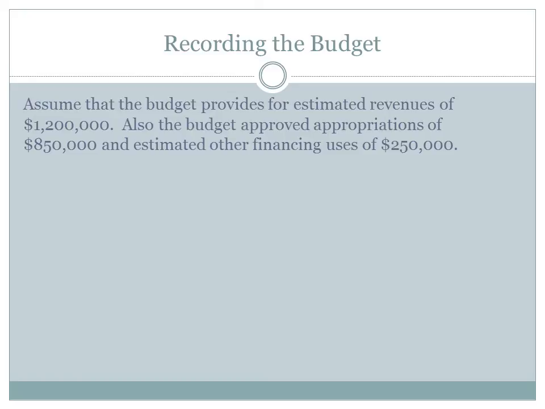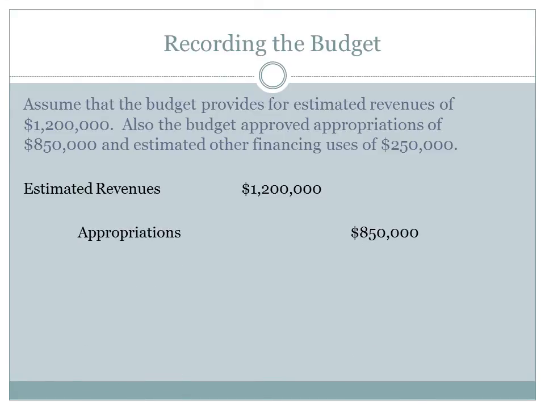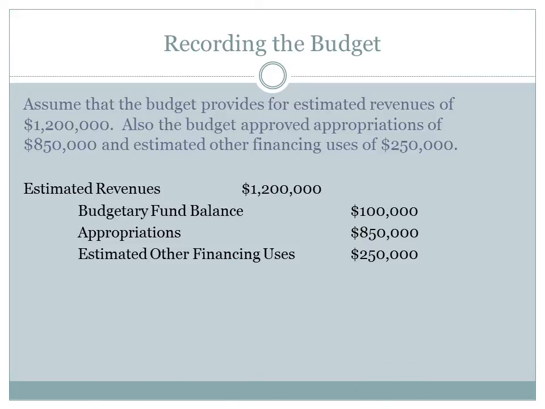Remember from a couple slides ago that estimated revenues, when you're recording it, are going to have a debit balance. The approved appropriations of $850,000 and the estimated other financing uses are both going to have a credit balance. And that's seen right here in this simple budget entry. Now, the entry doesn't balance. The balance, or the plug entry, is going to go to budgetary fund balance for $100,000. And you'll see that's a credit to make debits equal credits in this example.